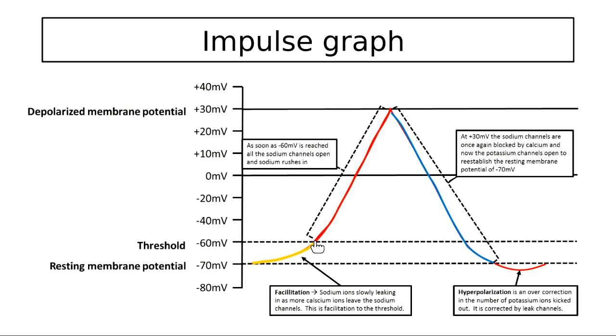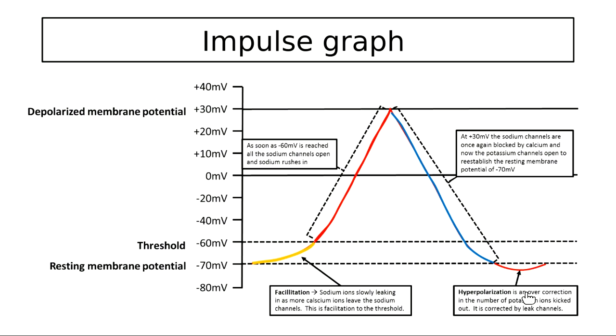When the threshold of minus 60 millivolts is reached, as soon as minus 60 millivolts is reached, all the sodium channels open and sodium ions rush in. There it goes, up to plus 30 millivolts. At plus 30 millivolts, the sodium channels are once again blocked by calcium, and now the potassium channels open to reestablish the resting membrane potential of minus 70 millivolts. So the potassium channels open, potassium ions rush from the inside of the membrane to the outside to reestablish the resting membrane potential. But you can see that it goes down below and then it reestablishes itself. This is called hyperpolarization.